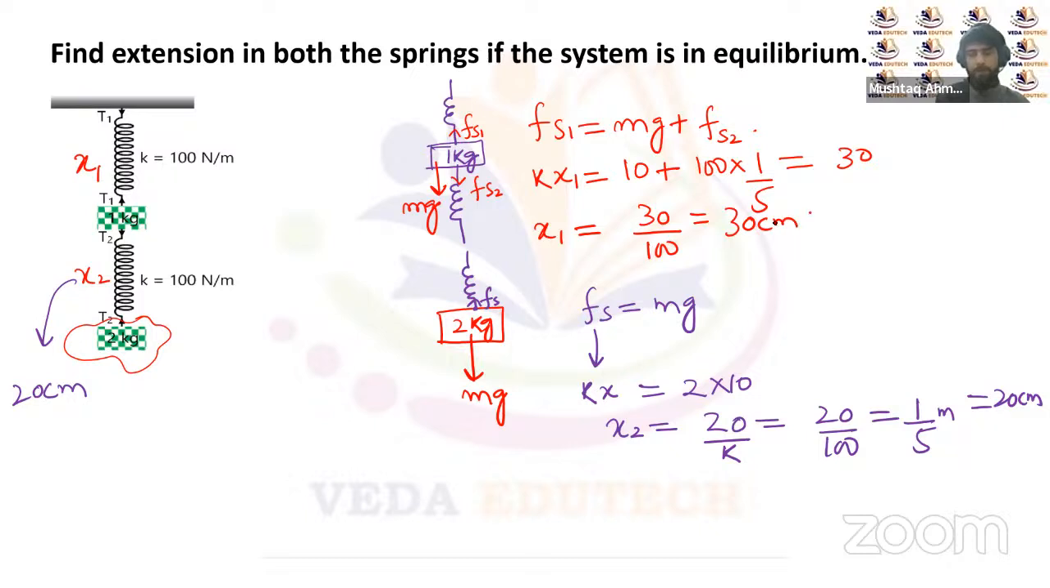30 centimeters, correct? So it's very obvious that the extension in the first spring will be more than the extension in the second spring, because for the first spring there are two forces in the downward direction. One is the weight of the block, and another is the spring force because of the second spring. So x1 has the value of 30 centimeters and x2 has the value of 20 centimeters.